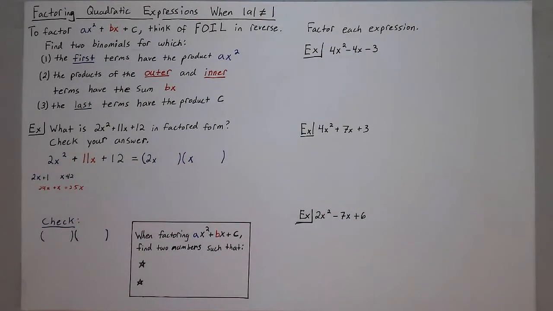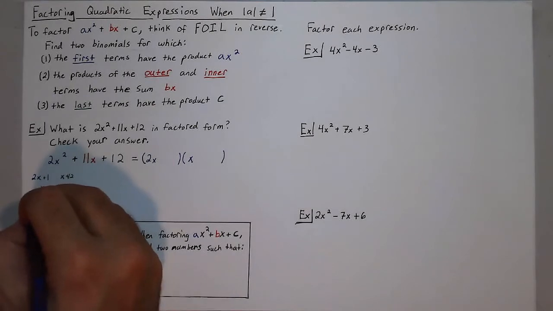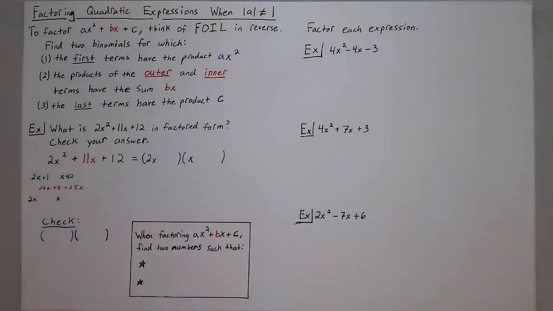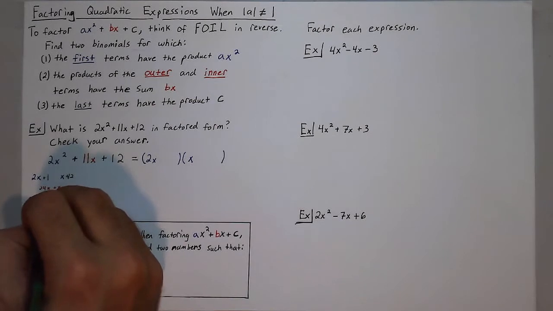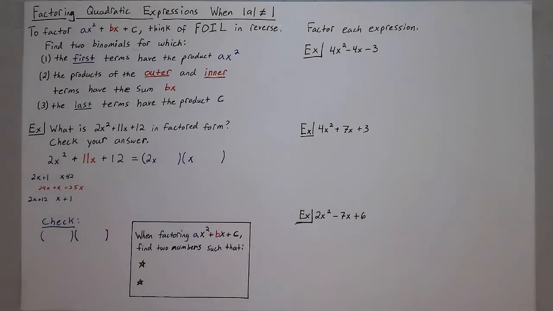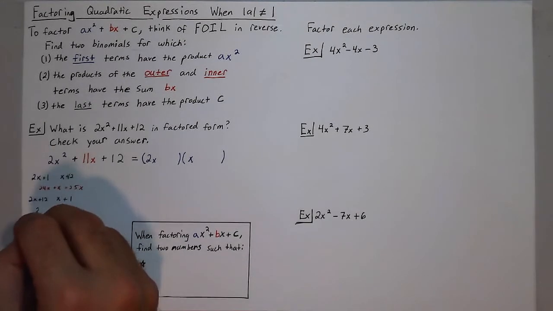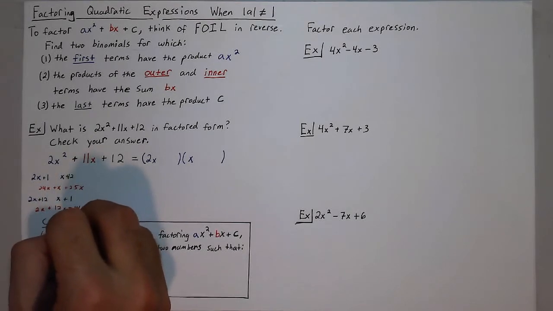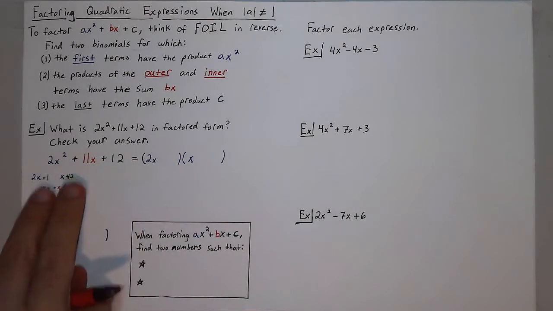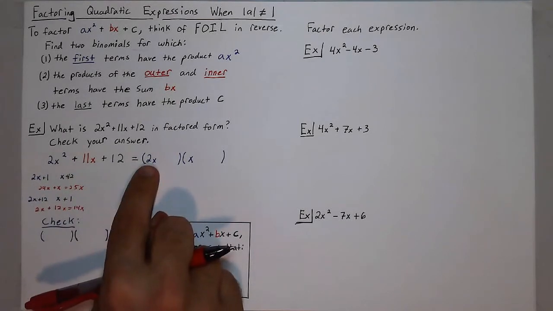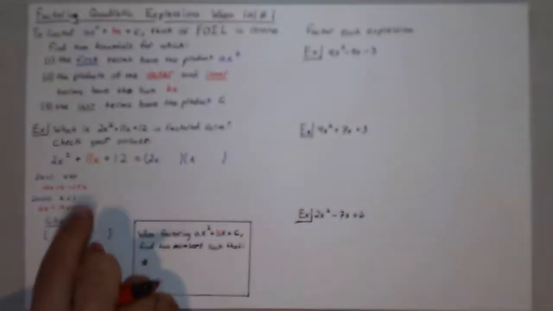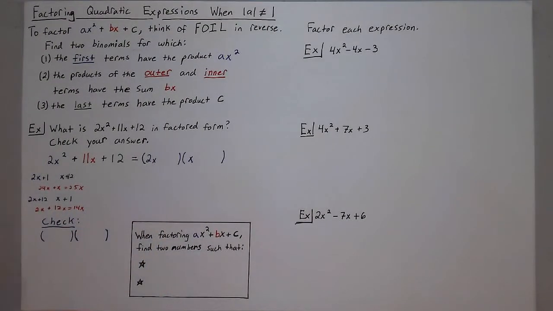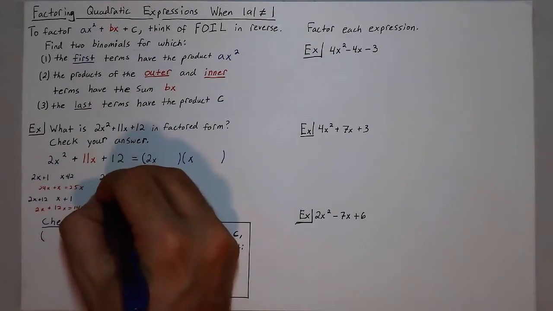So that doesn't work. But if I take that same scenario, 2x and x, but now I put the 12 first, I put plus 12 and then plus 1, I will have 2x as my outer and 12x as my inner, and that gives me 14x. So even though I'm using positive 1 and positive 12, depending on which x or 2x I put it with, it changes my inner term. So I have to try in both directions every time.